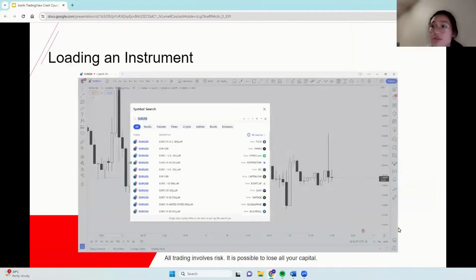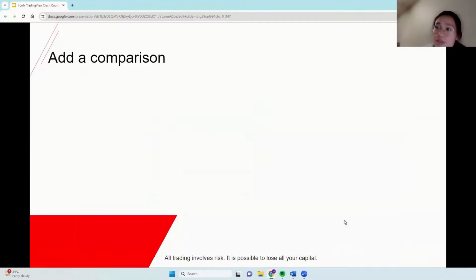So how do you use TradingView? So firstly, you want to load an instrument. In this case, we searched up Euro USD. But obviously, even if you are searching for a stock, just put in the ticker into the symbol search and you can select any of the different brokers.